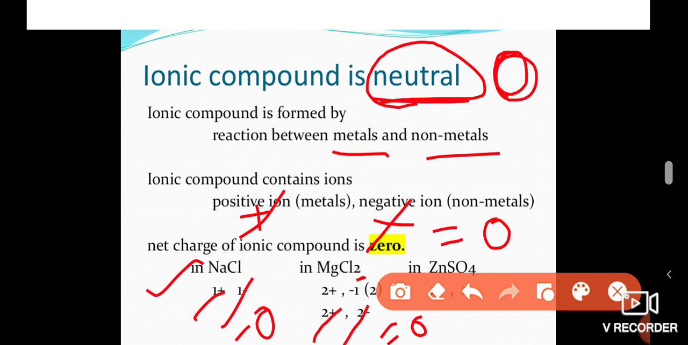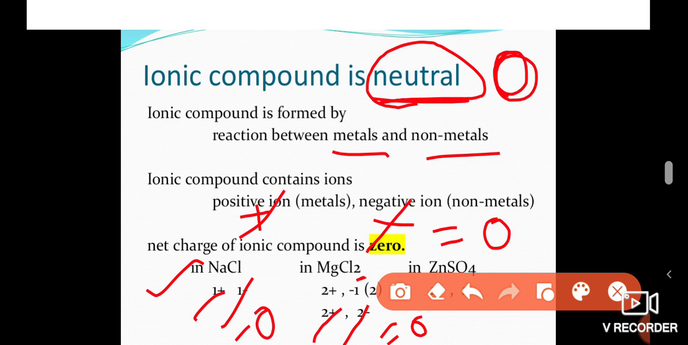Third example is ZnSO4. Charge of zinc is 2+. And SO4 is a polyatomic ion. The charge is -2. So +2 and -2 cancel each other to form the net charge 0.